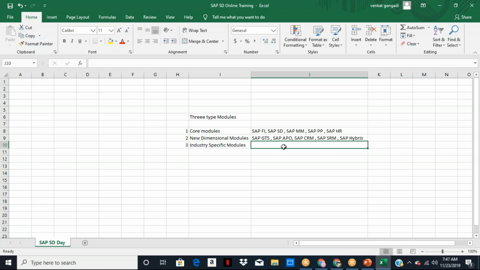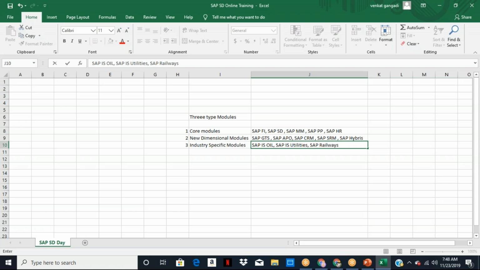If your company is in the oil industry, then SAP did a lot of research and developed a module called IS Oil, SAP IS Oil. If your industry is utilities, SAP IS Utilities. Like this, even for railways SAP introduced SAP Railways, banking, IS Real Estate. All the industry specific modules are developed by SAP. So this is the structure of SAP modules.